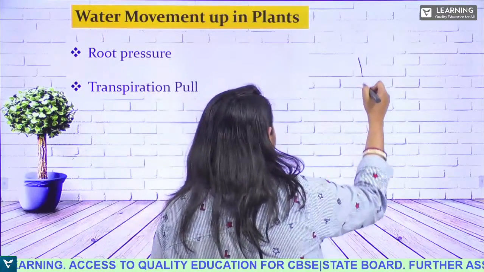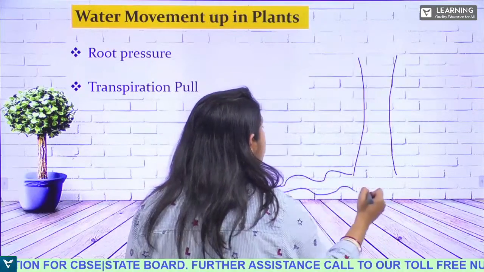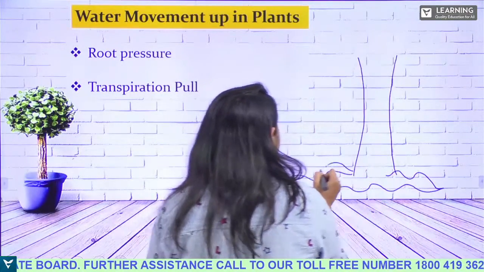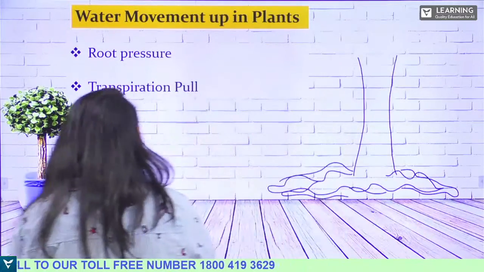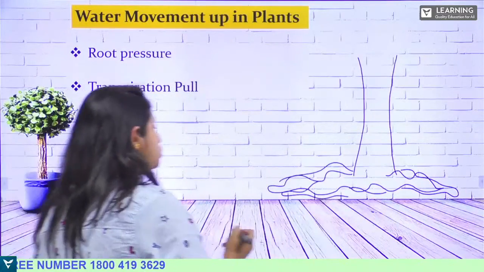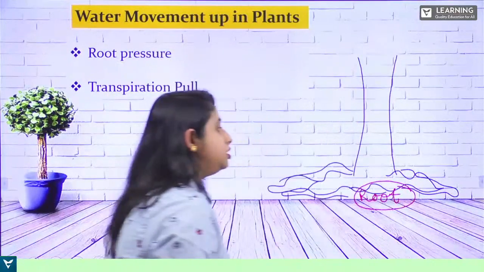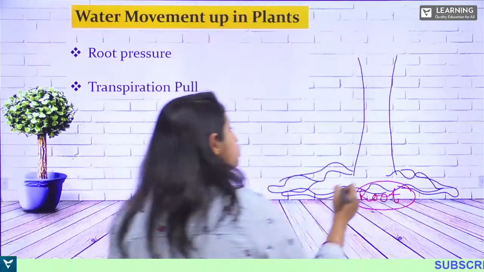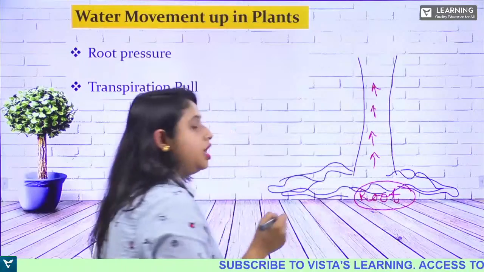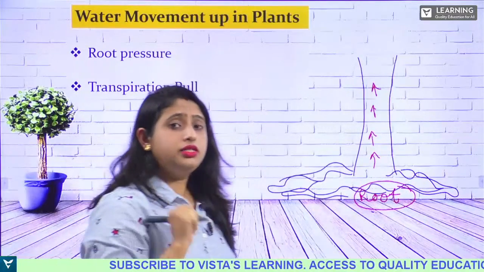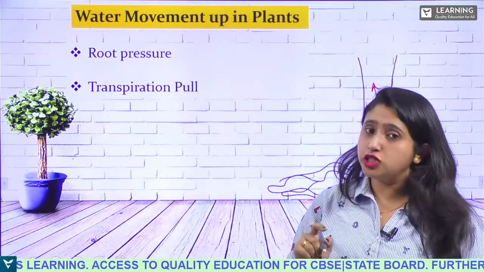Now see, if this is a stem, these are the roots of the plant, all the roots of the plants. Now from these roots, the molecules, water and the minerals need to be transported to the different parts of the plants, isn't it? So how is it done? There are two ways, that is the root pressure and the transpiration pull.